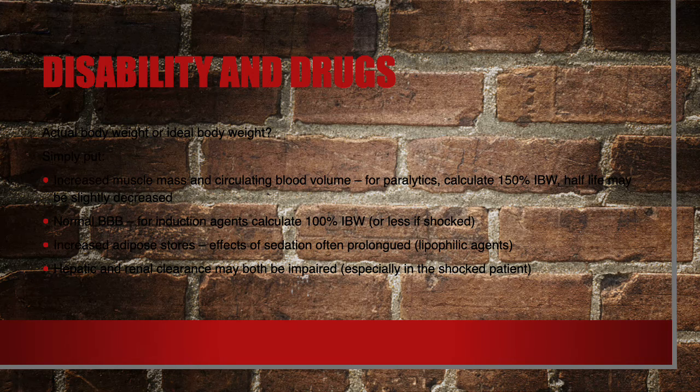Now onto disability and drugs. It's important for any clinician using these medications to know what they're dealing with in terms of excretion type, half-life, blood-brain barrier, bioavailability, whether they're lipophilic or hydrophilic, and what their total volume of distribution is. Simply put, when you're dealing with a bariatric patient, you have to remember they have an increased muscle mass and increased circulating blood volumes. So for paralytics, I like to calculate about 150% of the ideal body weight of a patient, understanding that the half-life may be slightly decreased due to their metabolic demand.